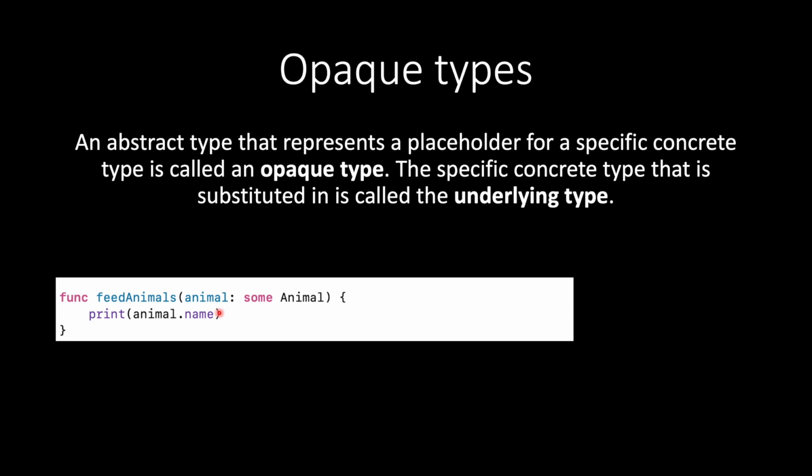Next we have opaque types. Opaque types somewhat solve the problems that arise due to associated types. Opaque types are placeholders for specific concrete types, and the specific concrete type that is substituted in is called the underlying type. We define opaque types with the some keyword. If you don't get much here, don't worry about it. We are going to learn more about it with some practical examples.